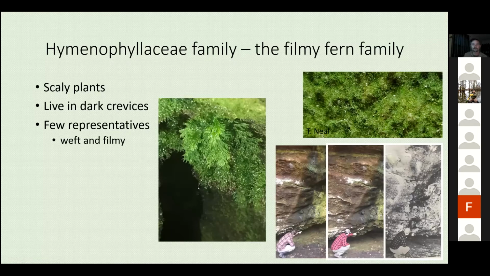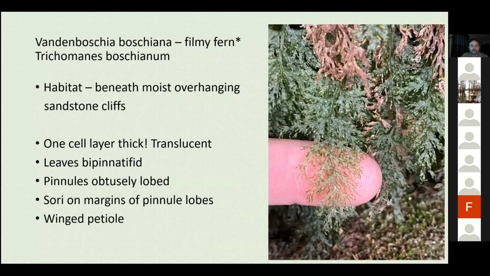So we'll start off with the filmy fern, Vandenboschia boschiana, or Trichomanes boschianum. The interesting thing about this, and you'll notice it from the picture, is that it gets its name because it's very thin. It's like a film, and you can see through it, so it's translucent. Typically likes to grow beneath moist, overhanging sandstone cliffs. It's a pretty specific habitat, and not much sunlight is making it into those areas. It's one cell thick, and the leaves are bipinnatifid.